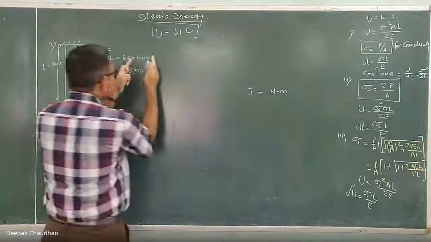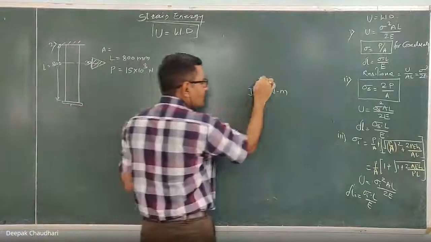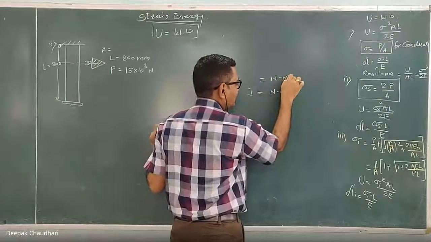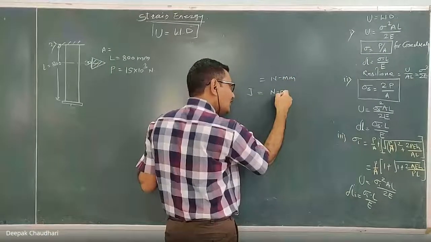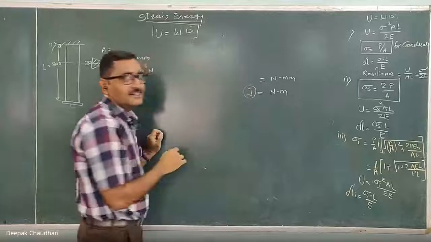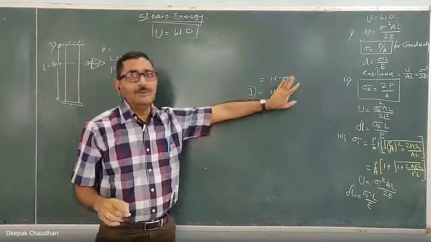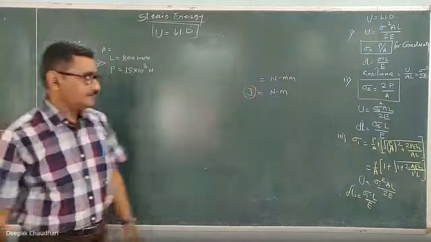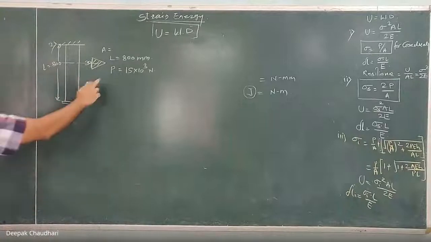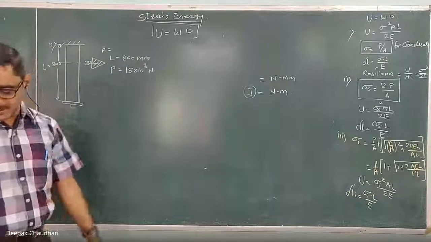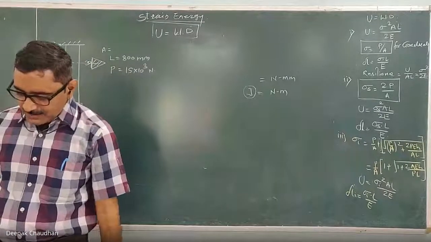If you use millimeter and Newton, initially you will get the answer in Newton millimeter. Then convert it into Newton meter and write it as joule. Whatever answer comes first in Newton millimeter, don't directly write it as joule. Here, this force P applied is 15 into 10 to the power 3 Newton. This much force is applied.